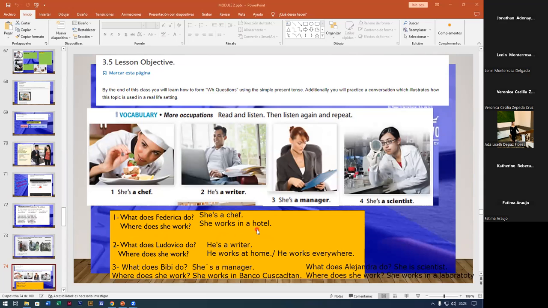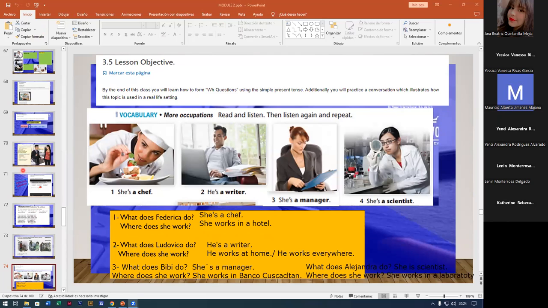Lenin, are you present? No? Jonathan? Jonathan Adonai? She works in a hotel. Thank you. That's great. Good one. Let's see. Jency Alexandra, number two. What does Ludovico do? Very good. Yes, continue. Ana Beatriz. Ana Beatriz? Are you there? Yes. Okay. He's a writer. Thank you. That's correct.